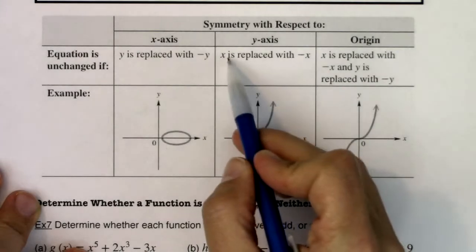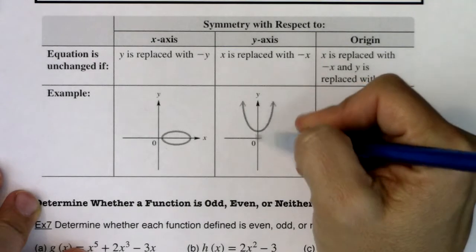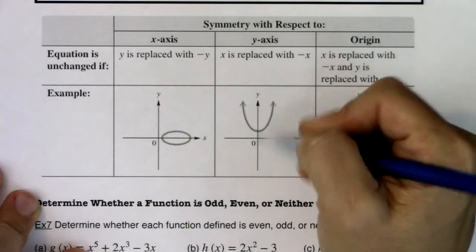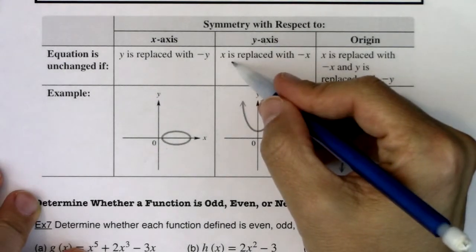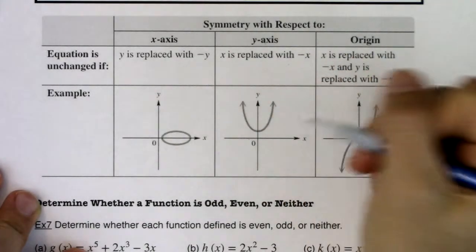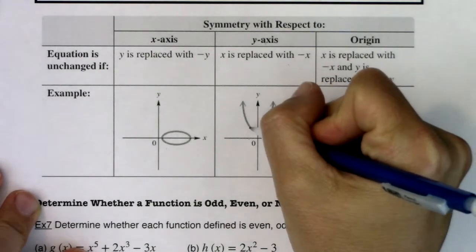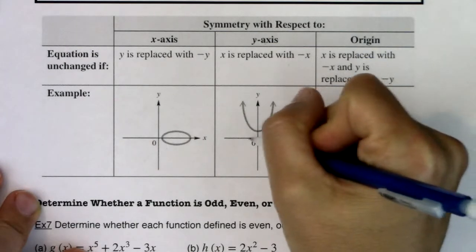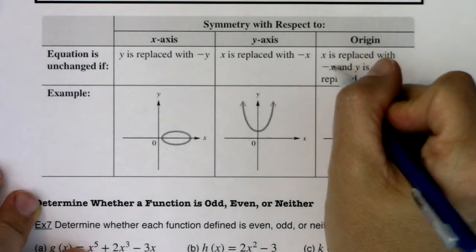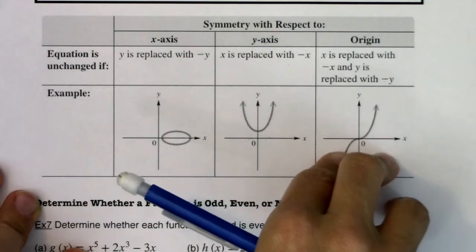Okay, here, I'm symmetric with respect to the y-axis because the y-axis cuts this graph in half. And algebraically, if your equation is unchanged when you replace x with negative x, then you're going to have symmetry with respect to the y-axis. You can see whether you have x, y or negative x, y, regardless of which side of the y-axis you're at, it's the same height. Now, if you can replace x with negative x and y with negative y and your equation is unchanged, then you're going to be symmetric with respect to the origin.